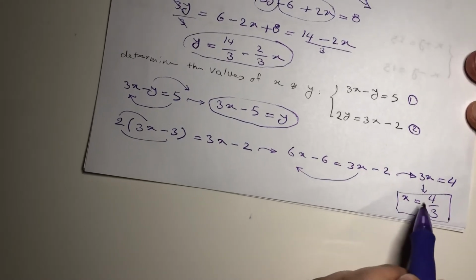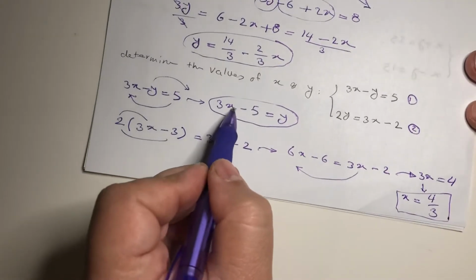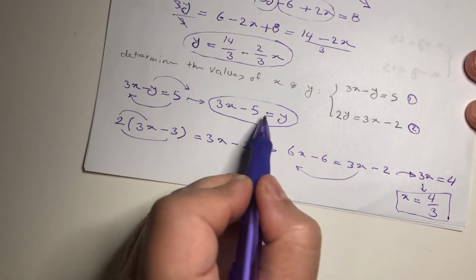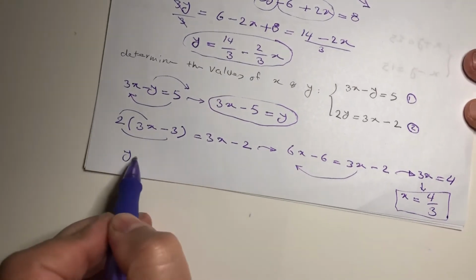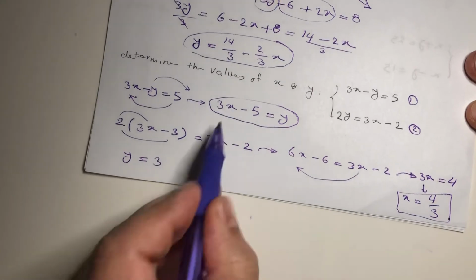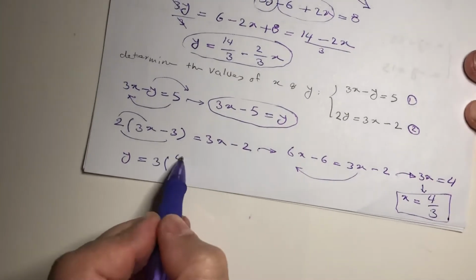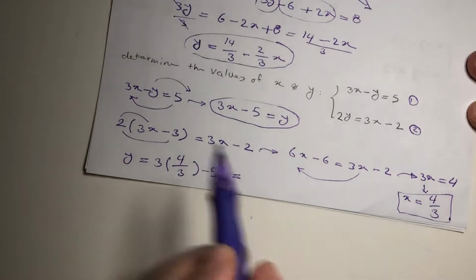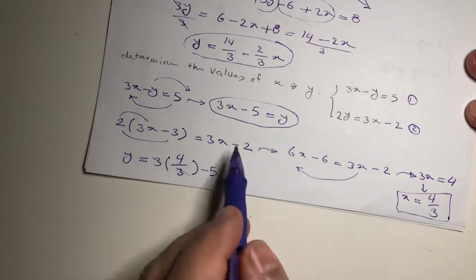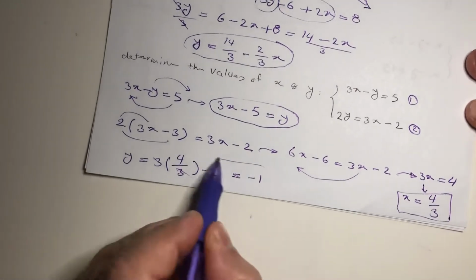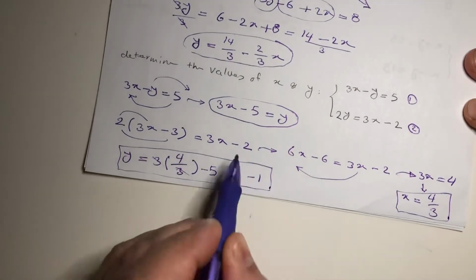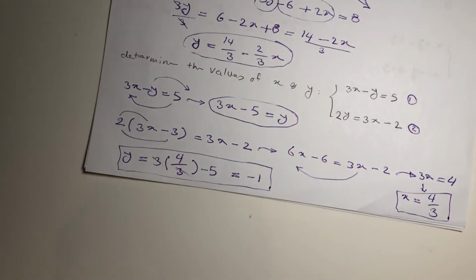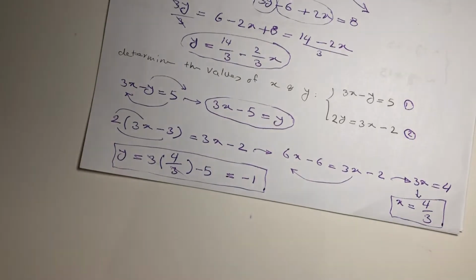Now we replace x in here in order to find y, right? We have y equals 3x, 4 over 3 minus 5. That means 4 minus 5 means minus 1. So we found the values of x and y in this equation.